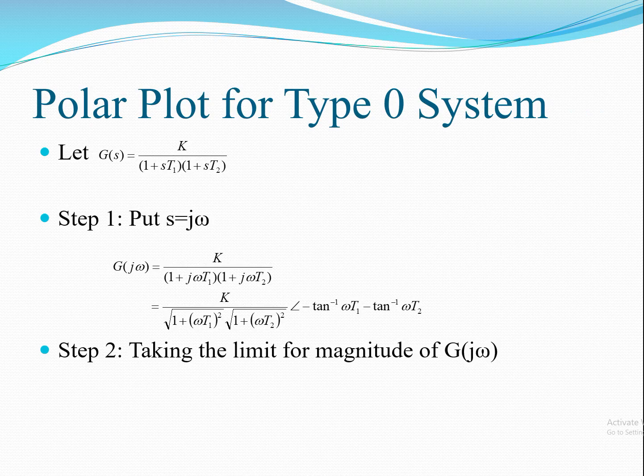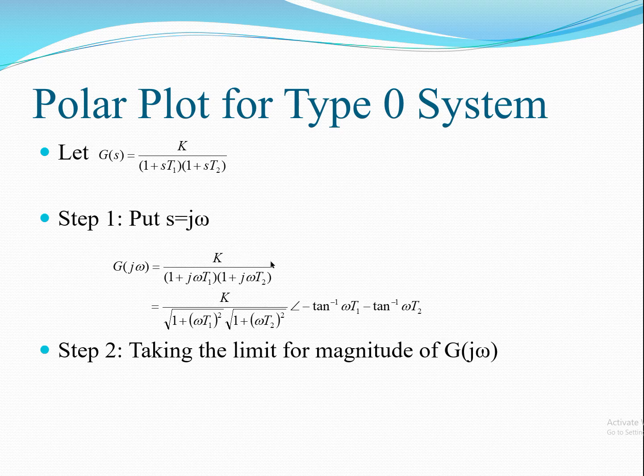Now I will go one by one for the different types of systems. So I will take the type 0 system. As we all know, if G(s) is equal to K upon (1 plus sT1)(1 plus sT2), it is a type 0 system. Why? Because for s raised to j, j is equal to 0. That means it is a type 0 system. Now the transfer function is ready with us. I will put s equal to j omega, so G(j omega) is K upon (1 plus j omega T1)(1 plus j omega T2).